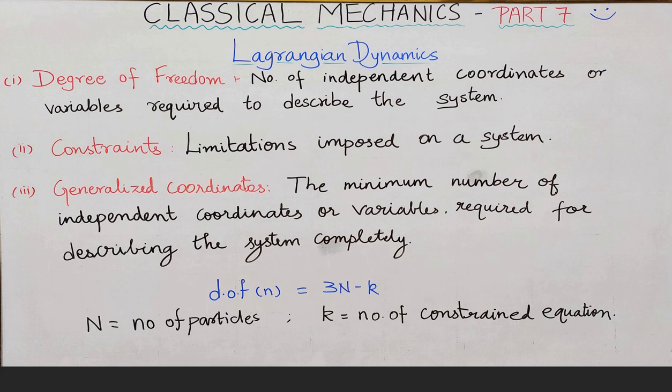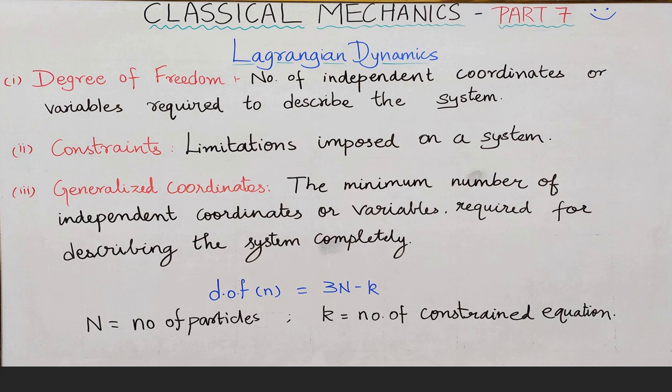The third one is the generalized coordinate. A generalized coordinate is also a coordinate required to describe the system, but generalized coordinates are the minimum number of independent coordinates required to describe the system. Degrees of freedom is the total number of coordinates required to describe the system, whereas generalized coordinates are those where, if you have only two coordinates, you can describe that this system is a simple pendulum or this system is Atwood's machine.